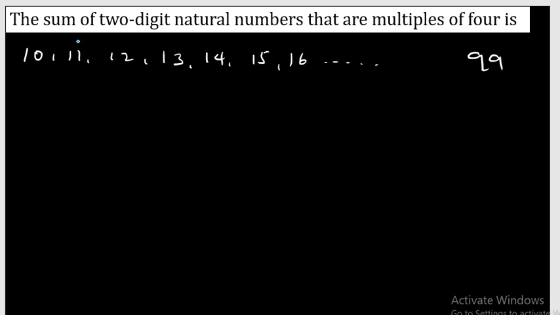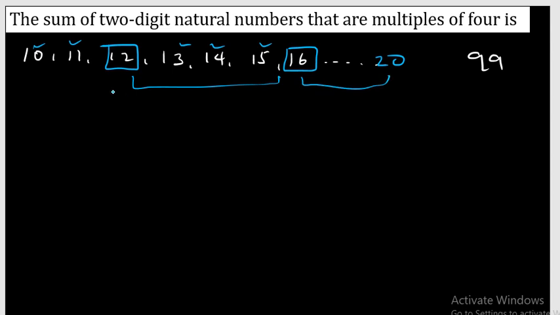Okay, so which numbers are multiples of 4? Let's start at 12. 10 and 11 are not divisible by 4, and 13, 14, 15 also not, and again 16 comes, and after 16 what will come? 20 comes. You know, it goes by 4 gap. So we can take this one as A1, and the common difference we can take it as 4. What is the last term which is divisible by 4?